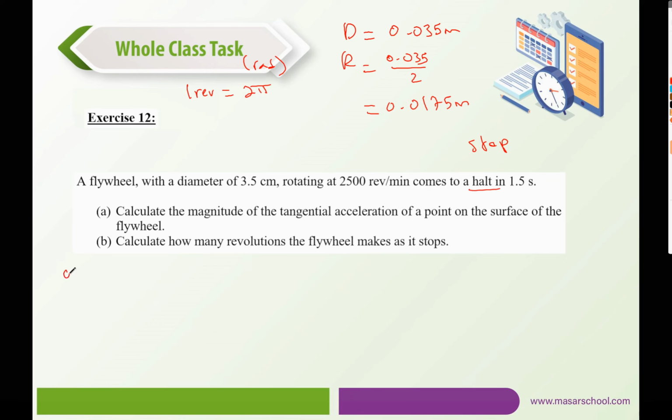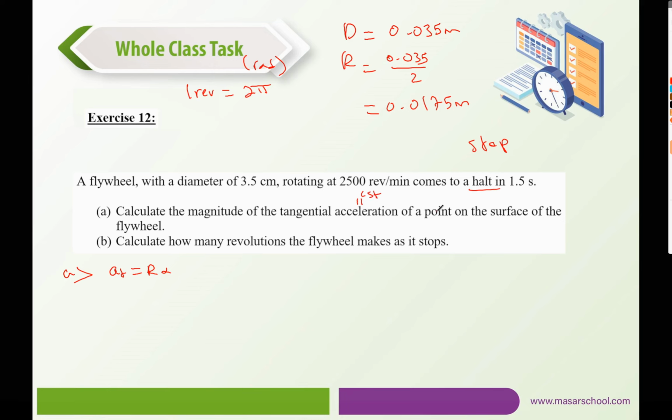In part A, we need to calculate the magnitude of the tangential acceleration. The tangential acceleration is r multiplied by alpha. We have the value of r, so we need to determine alpha first. Alpha can be determined by referring to the type of motion. So here there is something missing in the given. They should say that the tangential acceleration is assumed to be constant in order to refer to the type of motion.